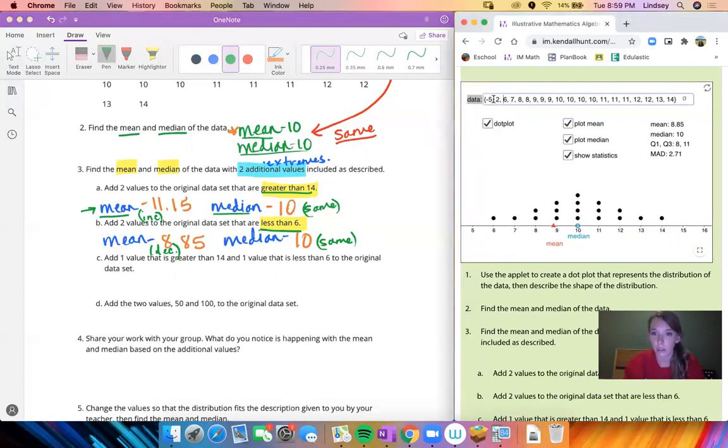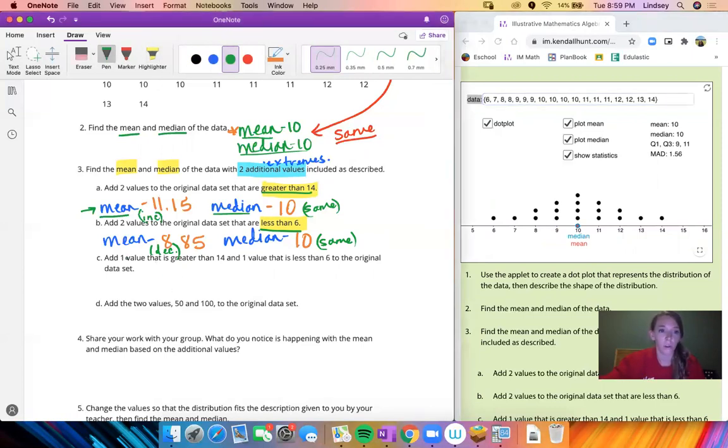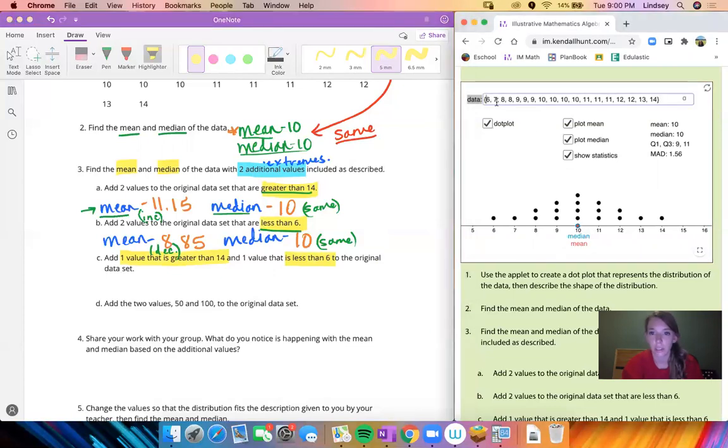Going back to my paper, it says it wants us to add one value that is greater than 14 and one that is less than 6. Okay, so I'm just going to stick to something that I had, -2. And I don't know why it won't just let me click. And we'll do 17.